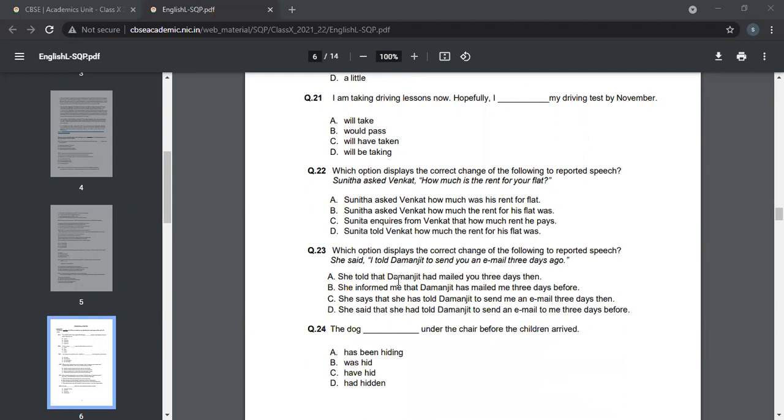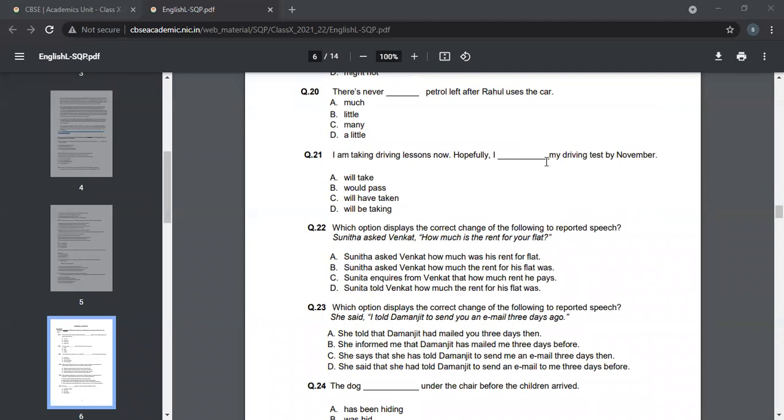Yes, I'm taking driving lessons now. Hopefully, I dash my driving test by November. I will take my driving test by November. I would pass my driving test by November. I will be taking my driving test by November. I will have taken. Would pass.